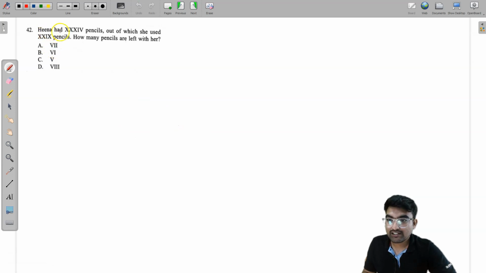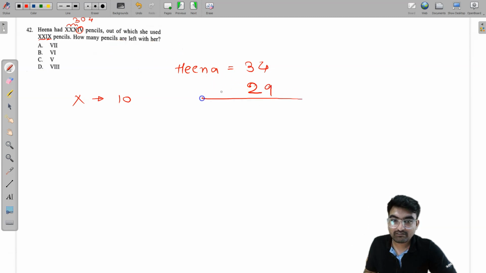Now Hina had 34 pencils, right? X signifies 10, so there are 3, that is 30, and this is 4. So Hina had 34 pencils, out of which she used 10 and 20, and this is 9. So she used 29 pencils. How many pencils are left with her? We'll get 5. So 5 is represented by V. So C is the correct option.